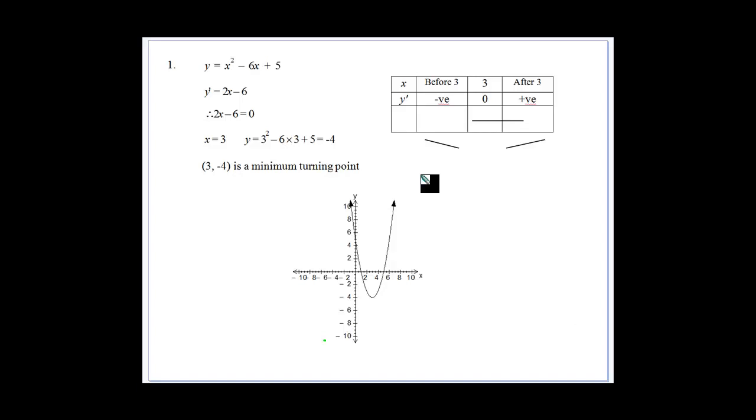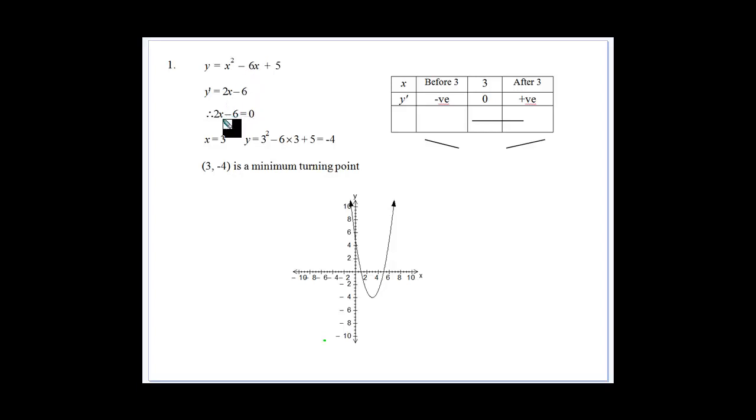So looking at some further problems on the geometrical applications of calculus and our stationary points. So we've got this function here, x squared minus 6x plus 5. How do we find what type of turning points, or stationary points, we do have?